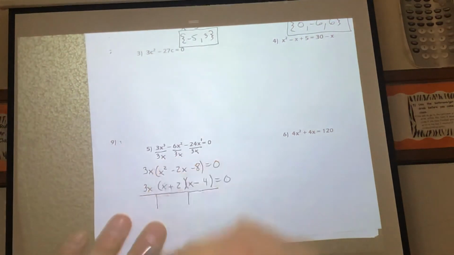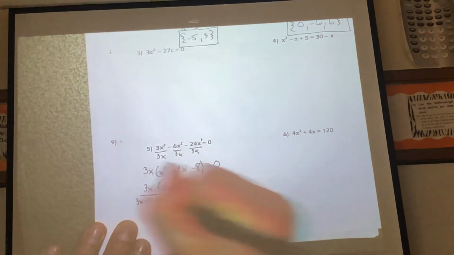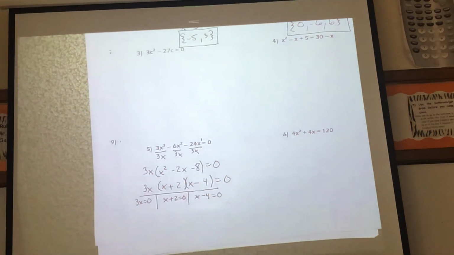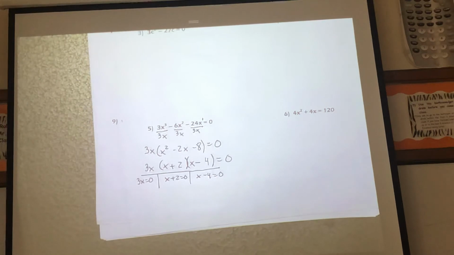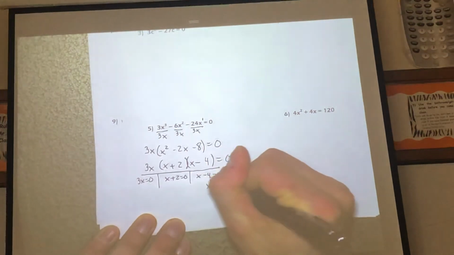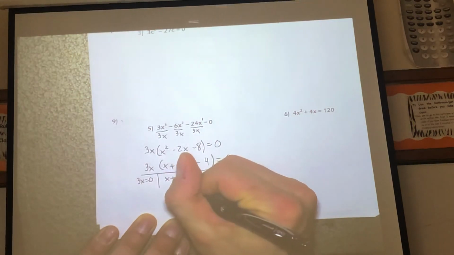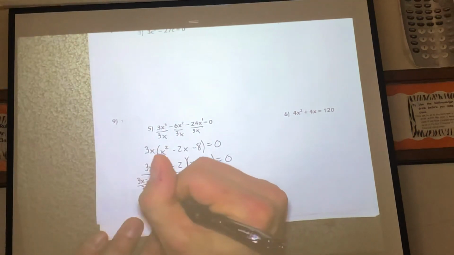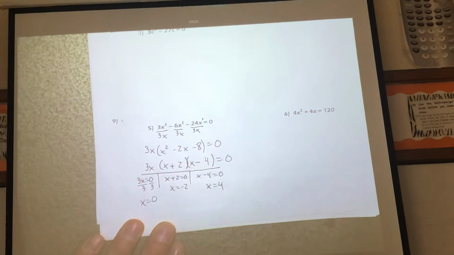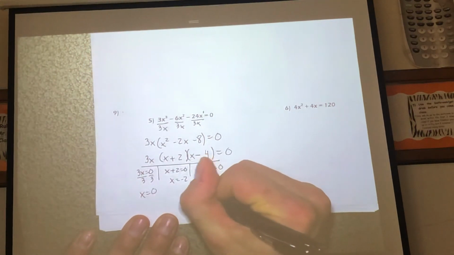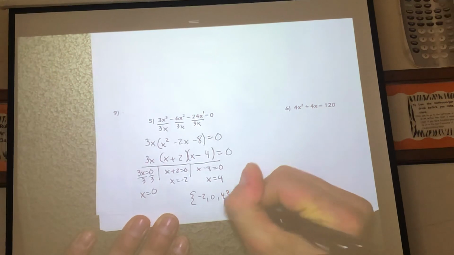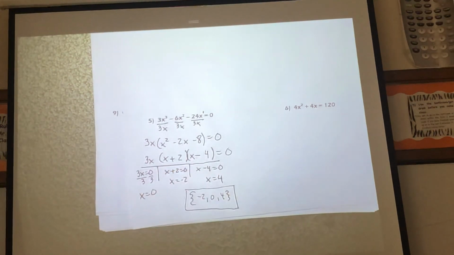We set each of our factors equal to 0. And now I'm going to solve. So I'm going to add 4, subtract 2. This is getting the variable alone. Here we divide by 3. Well, 0 divided by 3 is 0. So our roots or solutions would be negative 2, 0, and 4. Like I said in last lesson, it doesn't matter the order you put them in. Often they will be shown from least to greatest.